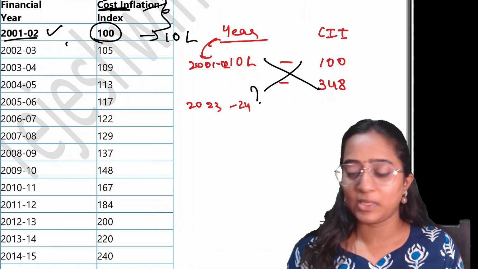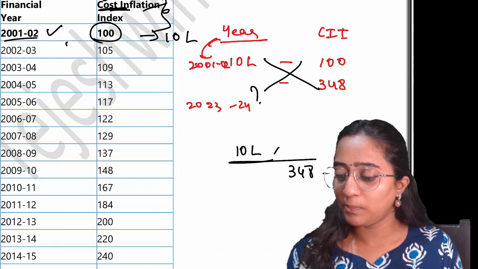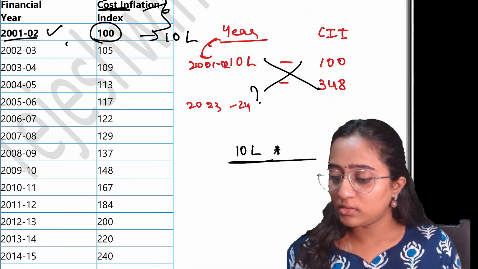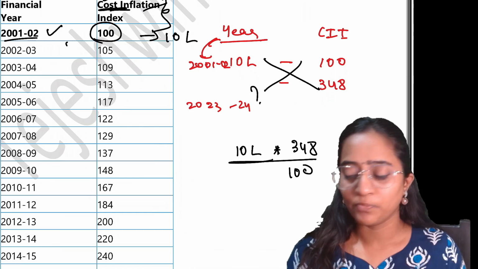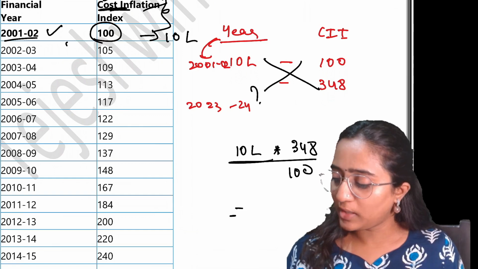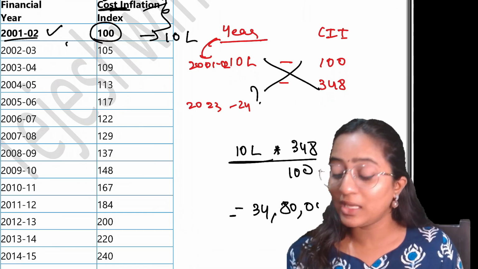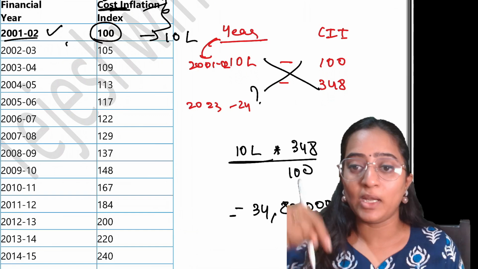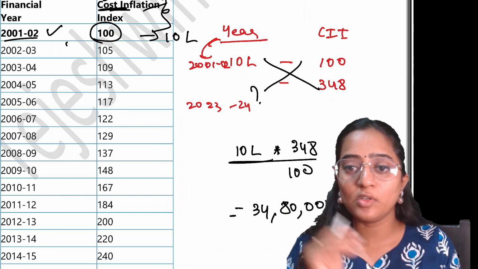You are just going to do cross multiplication. That is 10 lakh divided by 100 multiplied by 348. That is what cross multiplication I'm doing. Please do it from your end also: 10 lakh divided by 100 into 348. If you do, how much would you get? 34 lakh 80,000 rupees is the money that you would invest today, keeping the equivalent position of 2001 money. That money of 10 lakh rupees would be valued at 34 lakh 80,000 rupees today. That would have been your cost.